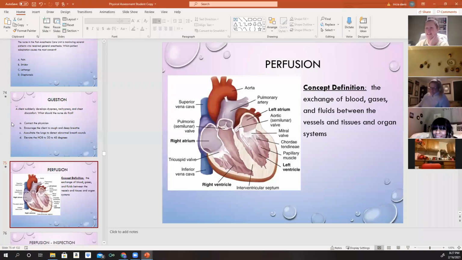All right. So perfusion. Perfusion, the definition is the exchange of blood, gases, and fluids between vessels and tissues and organ systems. So cardiovascular and peripheral vascular assessments include assessments of the heart and the extremities. So questions that we can ask in that health history that can identify subjective data such as leg pain, if they have any chest pain, any dyspnea.